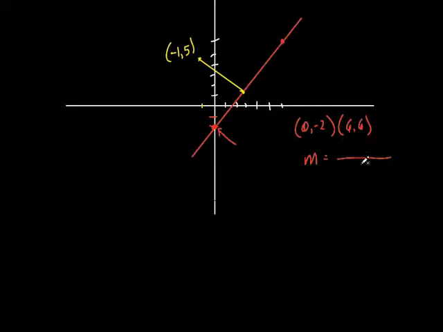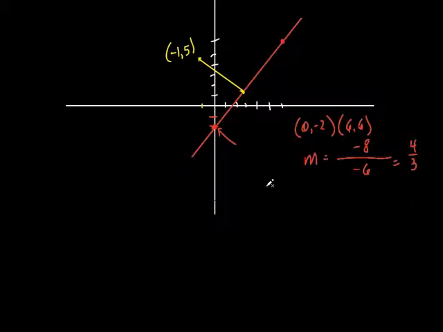So it's the change in y over the change in x. We subtract the y's: negative 2 minus 6. What's negative 2 minus 6? It's negative 8. And then subtract the x's, put it on the bottom: 0 minus 6. What's 0 minus 6? It's negative 6. Let's reduce it. What does that reduce to? Positive 4 over 3. So that's the slope of this red line.